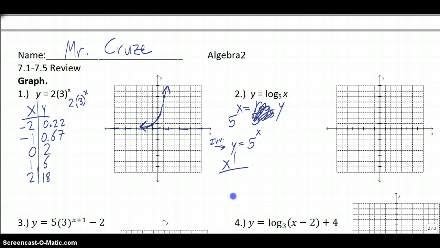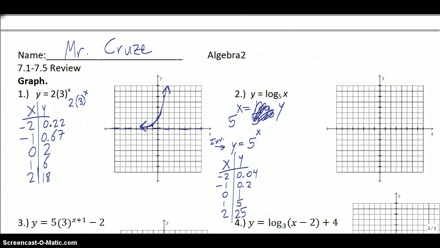So let's make a t-table for that. And we just learned how to do that. -2, -1, 0, 1, and 2. 5 to the -2 should be 0.04. 5 to the -1 should be 0.2. 5 to the 0 is 1. 5 to the 1st is 5, and 5 squared is 25. Okay. But this isn't what I need to graph.